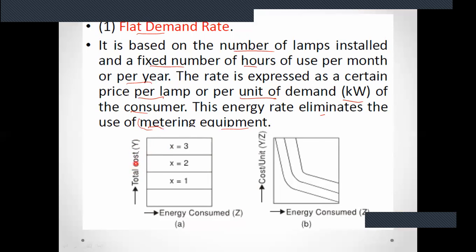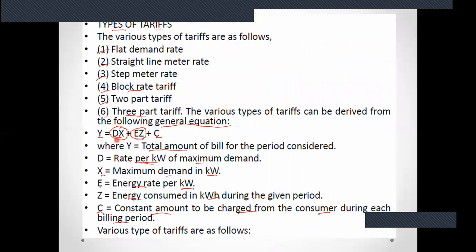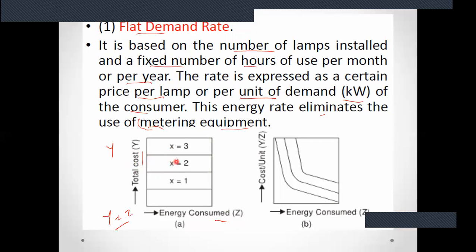We can see the graph of total cost with respect to energy consumption. The total cost is Y and the energy consumed is Z, so Y is related directly to Z. X is the maximum demand in kilowatt. Depending on X equal to 1, 2, the cost will be the same.